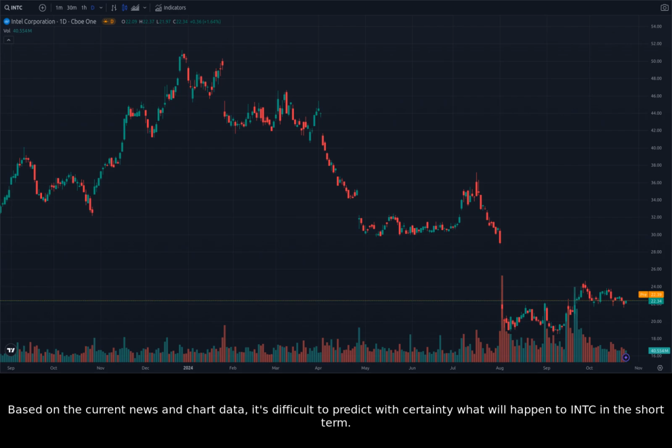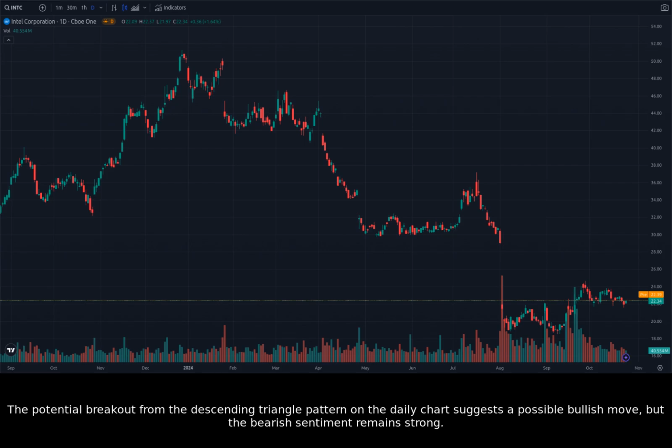Based on the current news and chart data, it's difficult to predict with certainty what will happen to Intel in the short term. The potential breakout from the descending triangle pattern on the daily chart suggests a possible bullish move, but the bearish sentiment remains strong.